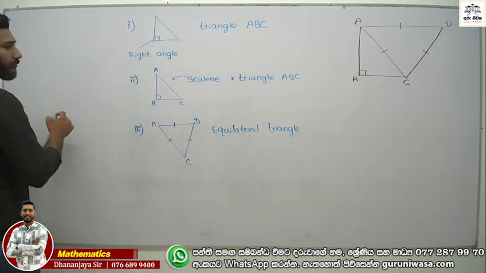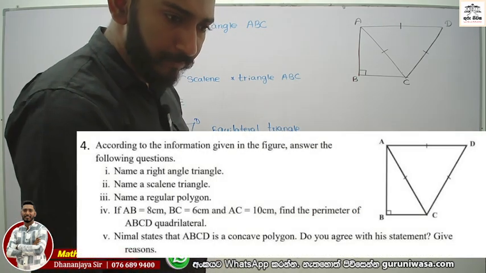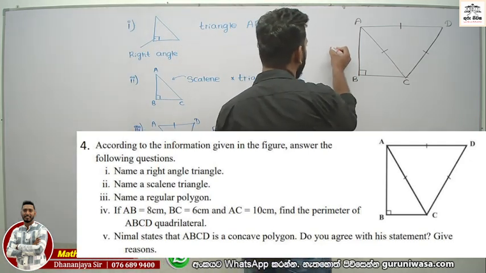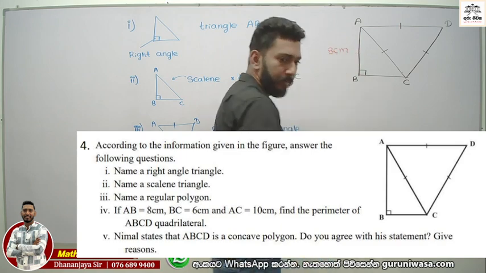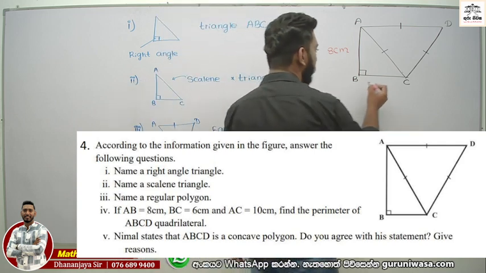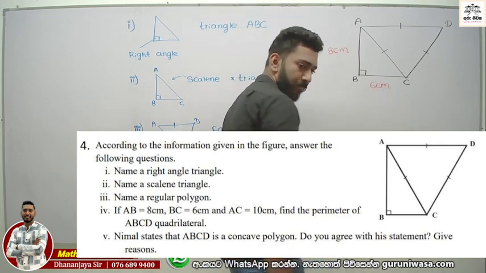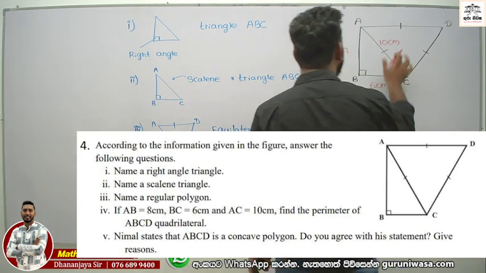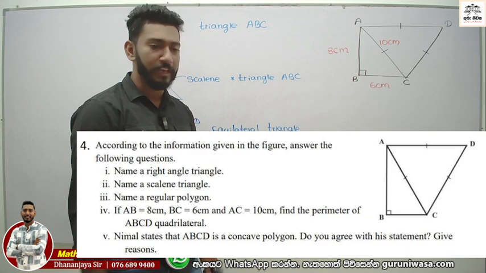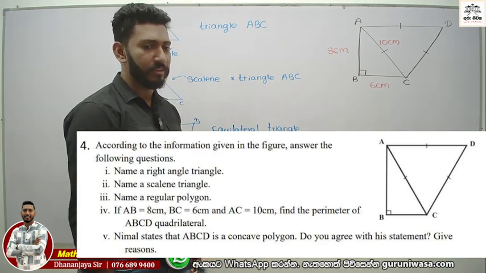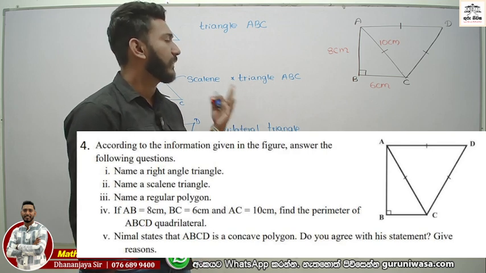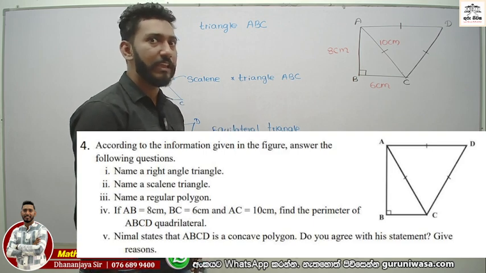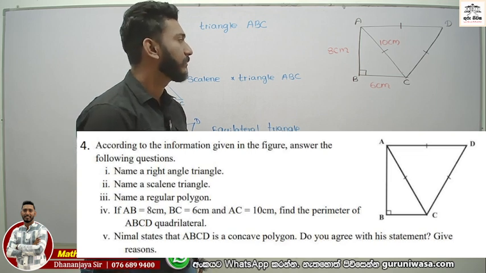Number 4. If AB equals 8 cm, BC equals 6 centimeters, and AC equals 10 centimeters. Now look at this. These three are different. I said the right triangle has three different sides. Some of them can be equal, but we cannot say that for all of them. Right. Now listen.